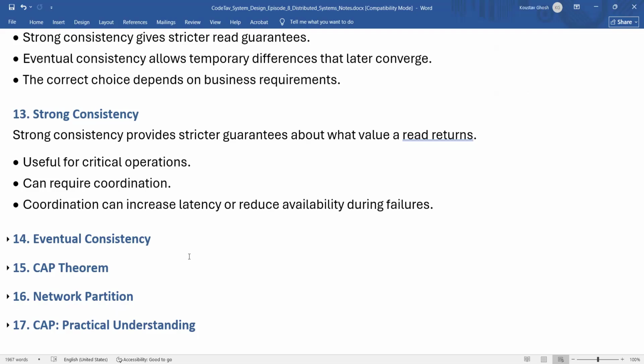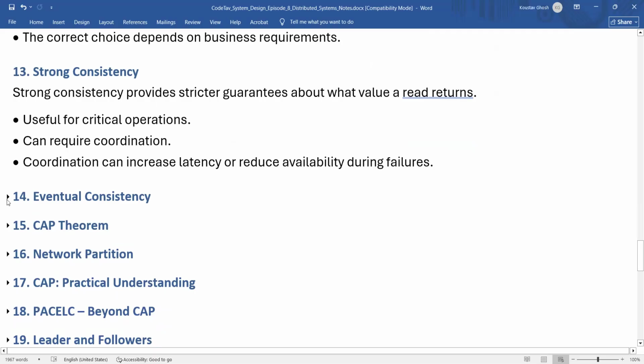So let's take a banking example, suppose I transfer 10,000 from account A to account B. We don't want another operation to immediately see an incorrect balance. For critical financial operations, stronger consistency can be very important, but stronger consistency often requires more coordination, and coordination can increase the latency. So there is always a trade-off.